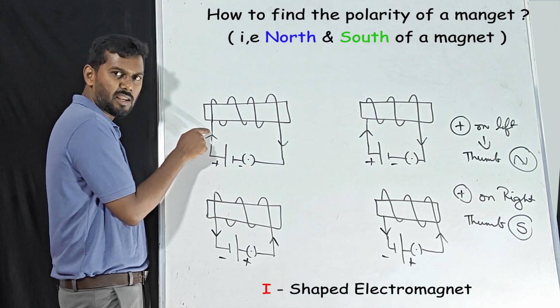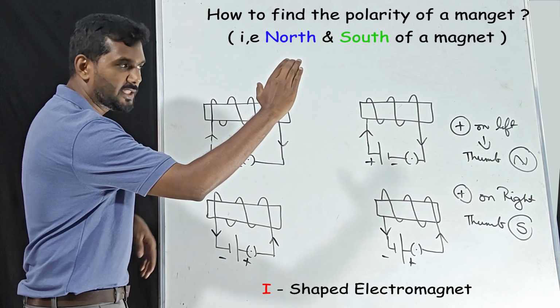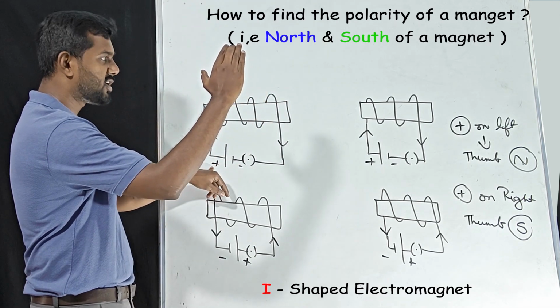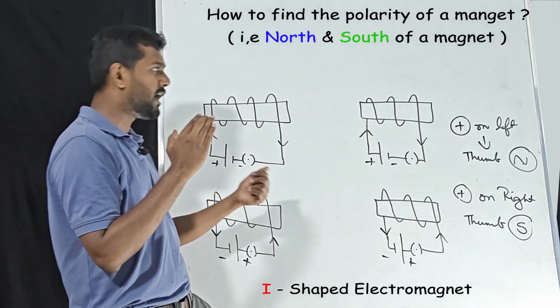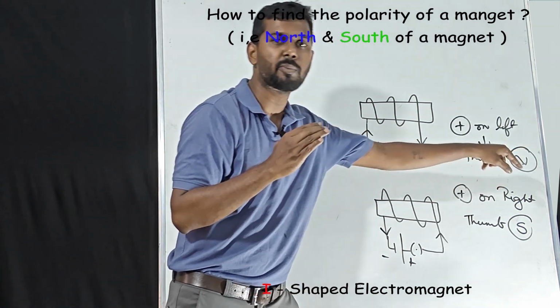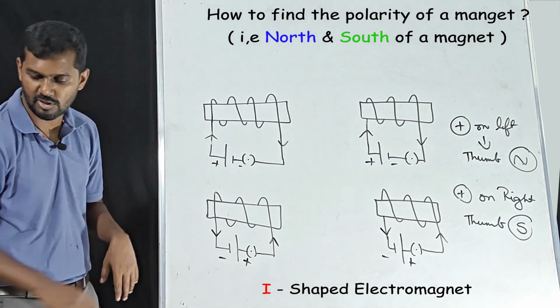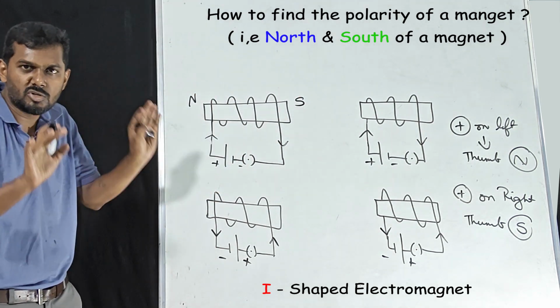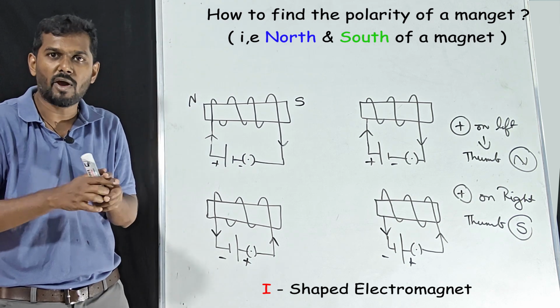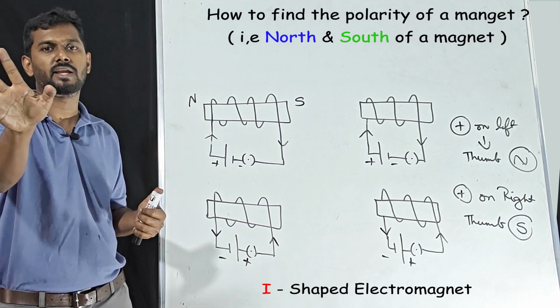The first wire is above, so we have to hold it like this, and we have to see whether plus is on the left side or right side. Plus is on the left side, correct? If plus is on the left side, the thumb represents north, so this will be north and this will be south. That's it. Once you understand this logic, finding north and south will take only 10 seconds.